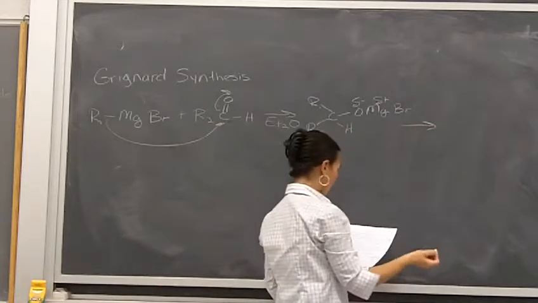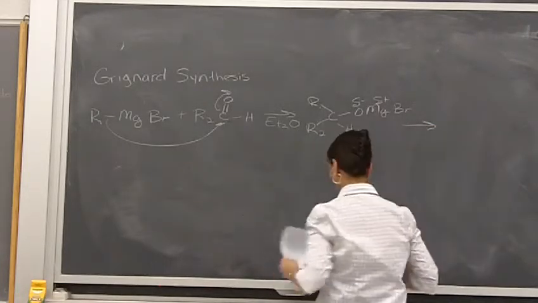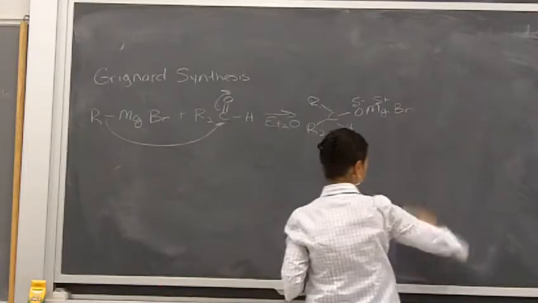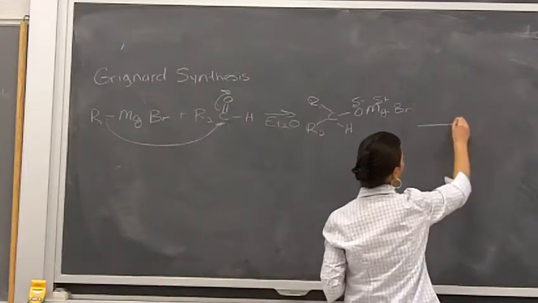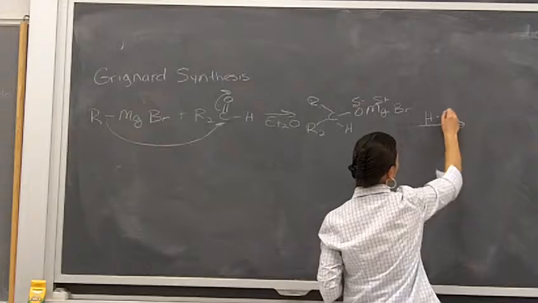In order to get our alcohol, what we do is react this with sulfuric acid.